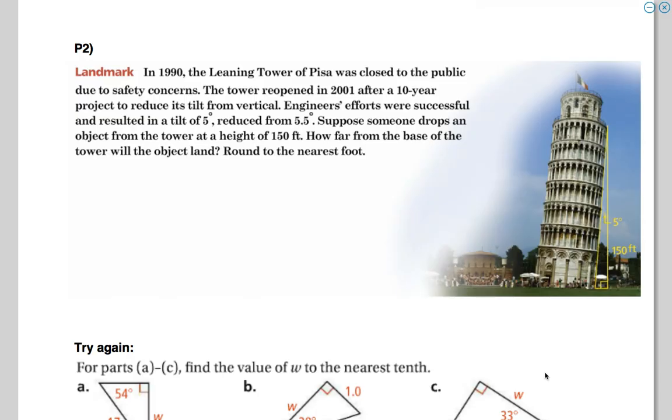All right. In 1990, the Leaning Tower of Pisa was closed to the public due to safety concerns. The tower reopened in 2001 after a 10-year project to reduce its tilt from vertical. Engineers' efforts were successful and resulted in a tilt of 5 degrees, reduced from 5.5 degrees. Suppose someone drops an object from the tower at a height of 150 feet. How far from the base of the tower will the object land to the nearest foot?